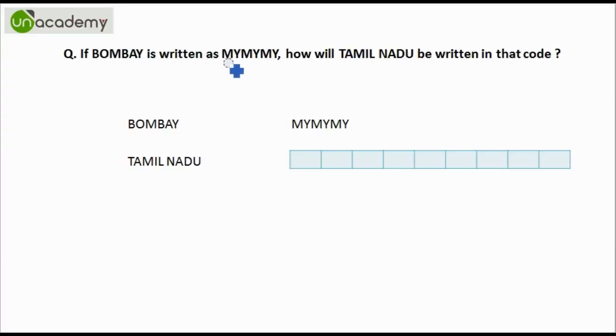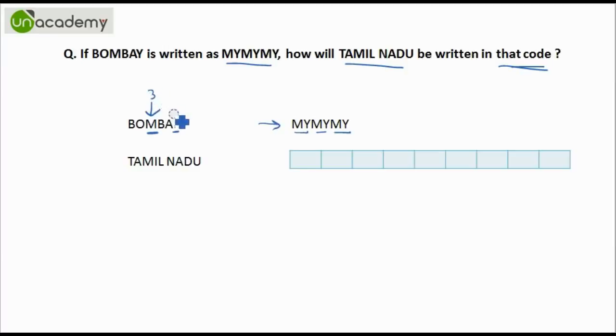If Bombay is written as this, how will Tamil Nadu be written in that code? So here we see that these two are very difficult to analyze, but somehow we will decode them. So we see that Bombay contains the letters M and Y that are in the coded version, and it is repeated 3 times. So this does not tell us anything about how to repeat, what to repeat. So we look at the places.